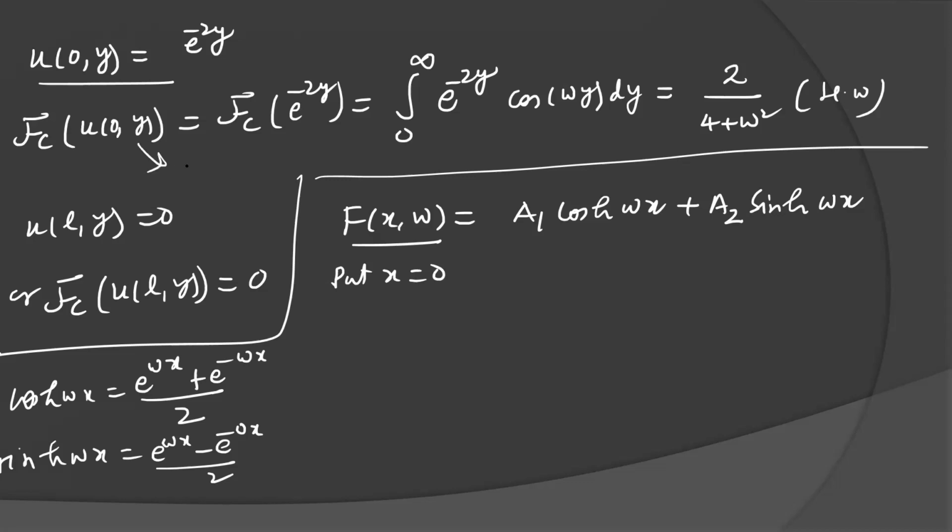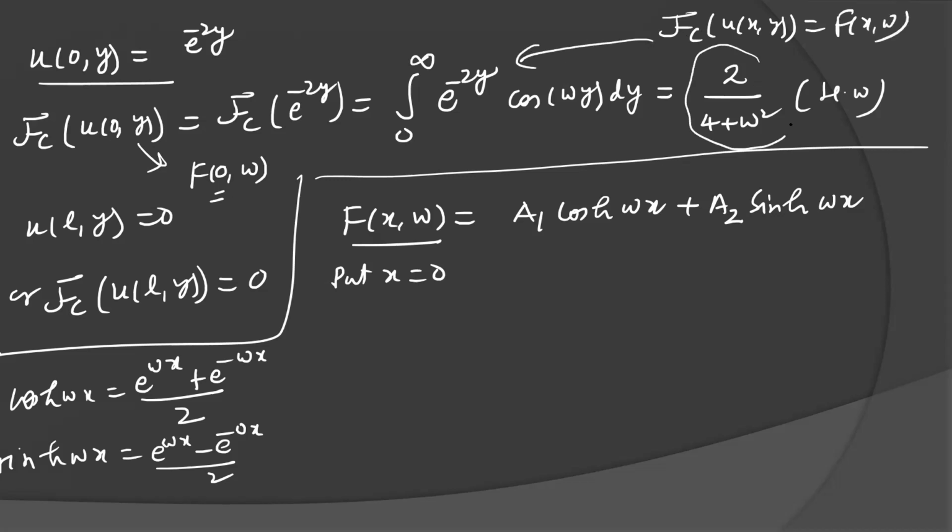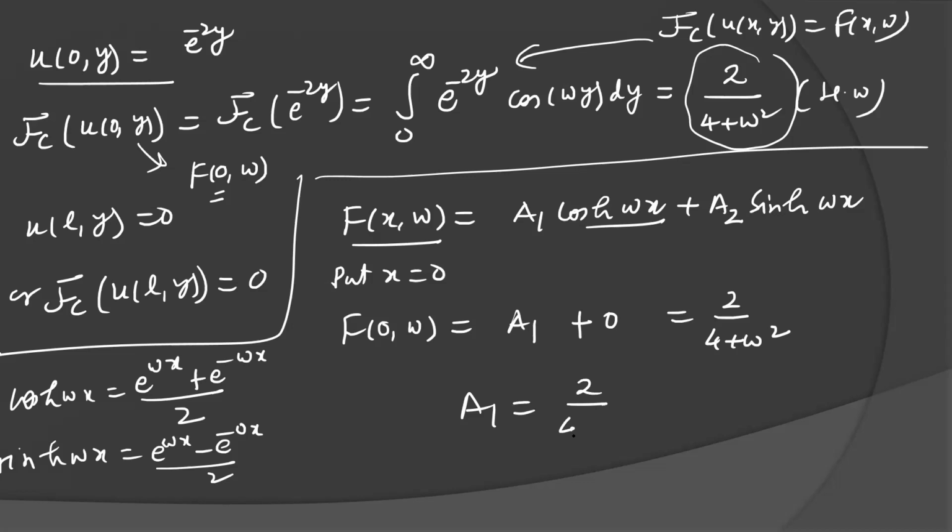It is nothing else than f(0, omega), because you are putting x equal to 0 in the Fourier cosine transformation of u(x, y), which is f(x, omega). If you put x equal to 0, you get f(0, omega) equal to 2 over 4 plus omega square. So f(0, omega) is equal to A1 cos hyperbolic 0, which is 1, but sine hyperbolic 0 is 0. So it is equal to 2 over 4 plus omega square. It means A1 is equal to 2 over 4 plus omega square. Now you have to find A2.